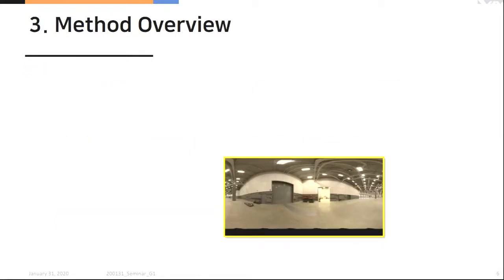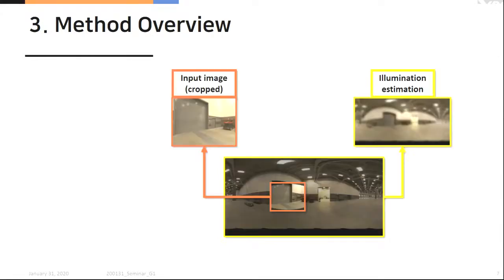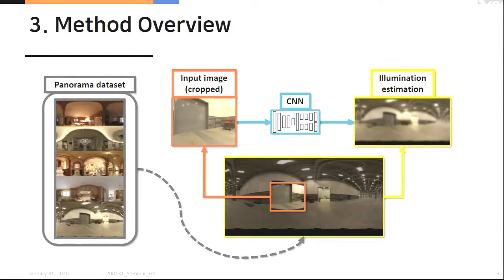So this is an overview of the method. You see the panoramic image. This is an HDR panoramic image. And they crop the image just like you take a picture. If you say you took a picture in this place, you see the cropped image, and they use this as the input image and they want to estimate the light. They are using a CNN.